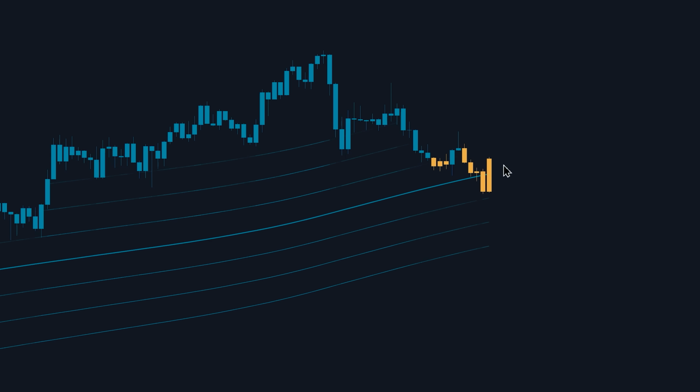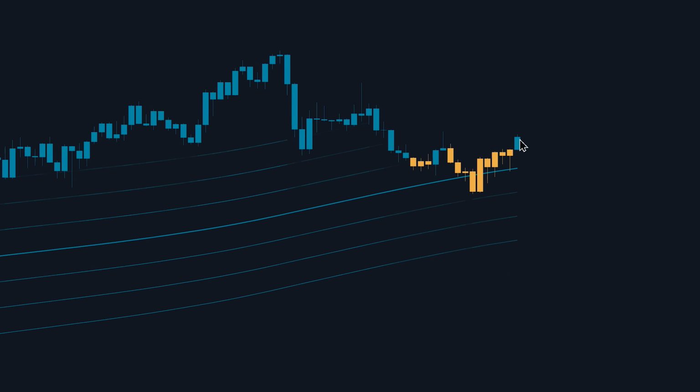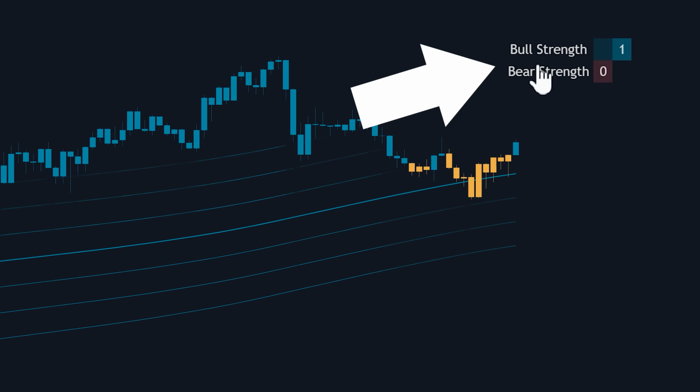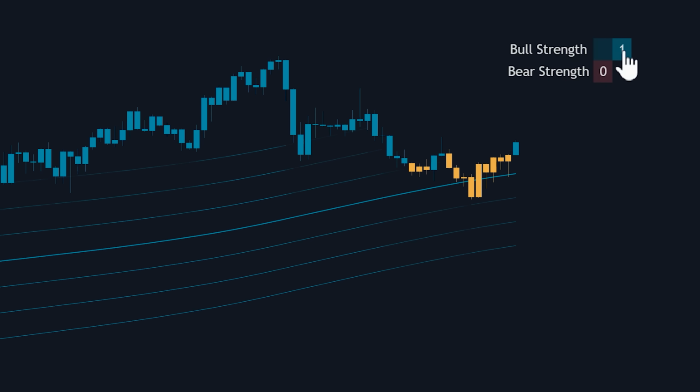To confirm the end of the pullback, we want to see a trigger candle that closes back above the middle trend line, and it's very important that this candle is colored green. But before you take the trade, there's one last confirmation. You want to look at the table in the top right corner and see that the bull strength is at least a 1 instead of a 0. This shows that the upward trend has strength.